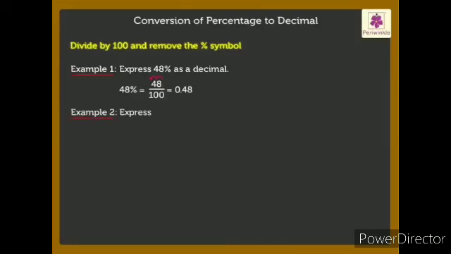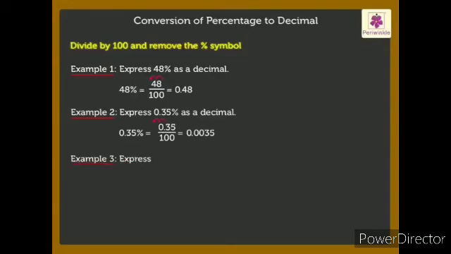Now, let's express 0.35% as a decimal. Here, 0.35% is equal to 0.35 upon 100, which is equal to 0.0035. Finally, let's express 10.8% as a decimal. Here, 10.8% is equal to 10.8 upon 100, which is equal to 0.108.